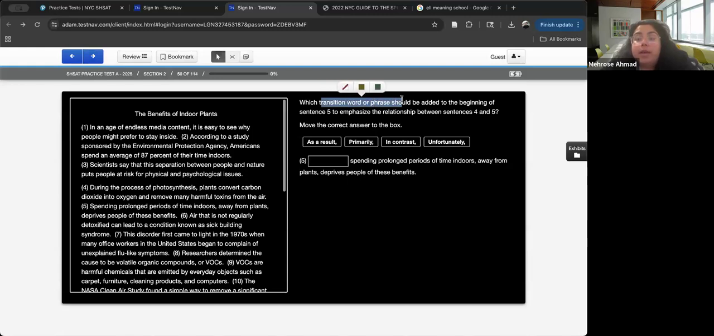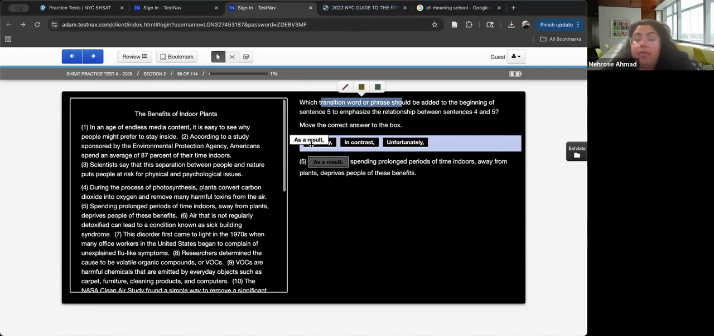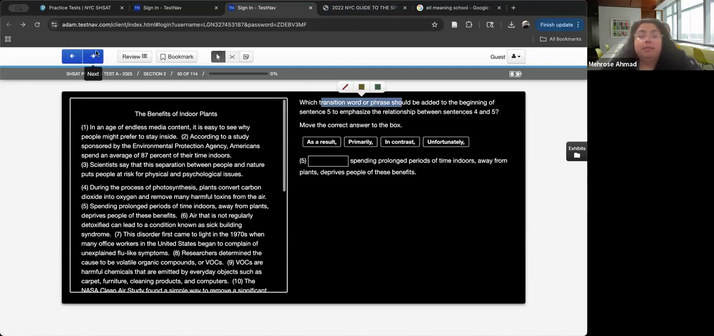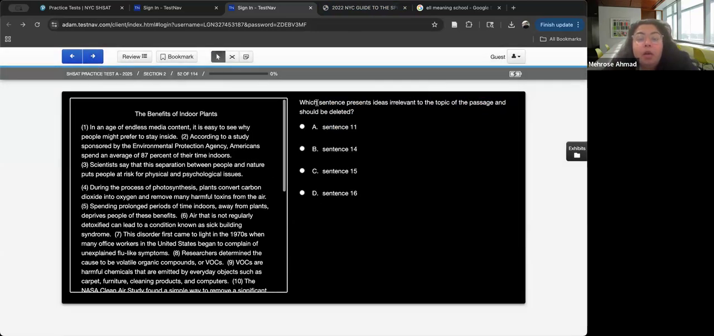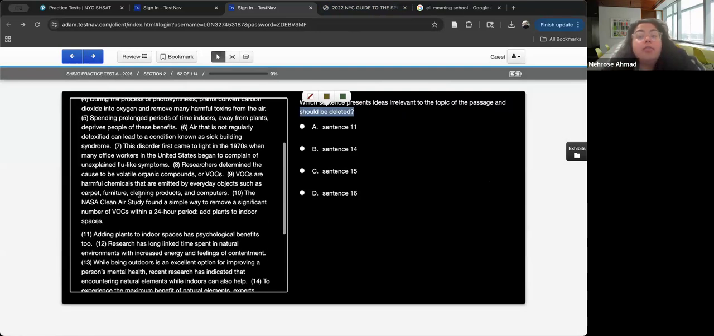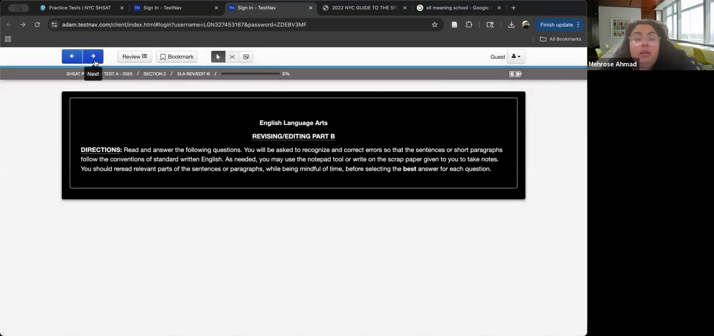What transition word or phrase should be added to the beginning of sentence 5 to emphasize the relationship between 4 and 5? Now, see here, you're dragging and dropping. These are all things you should know, that questions can appear this way, before taking the test. This seems to be asking what sentence could best follow sentence 13 to support the ideas in the third paragraph. So once again, you need to understand each paragraph. What sentence should be deleted? Again, you would need to read the whole passage and understand what's not fitting well, etc.